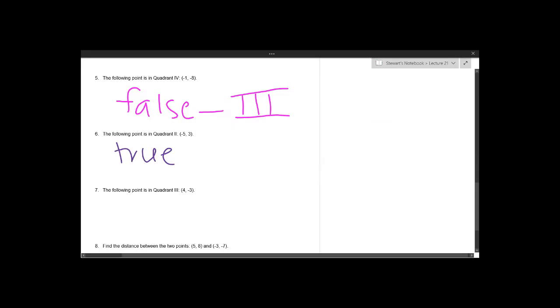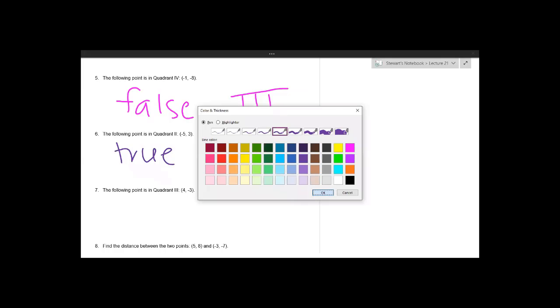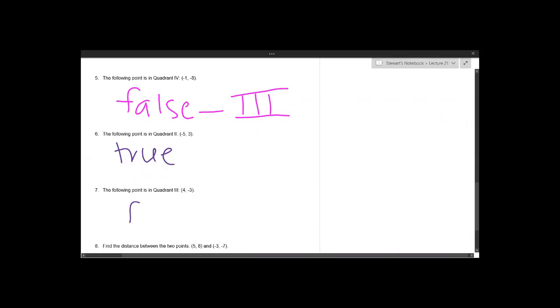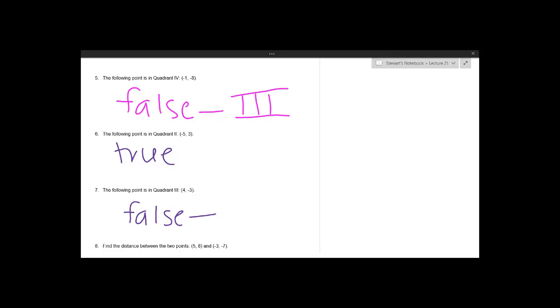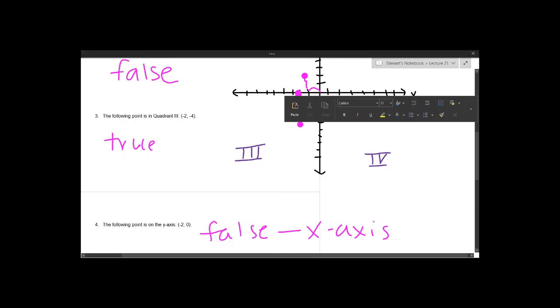Okay, the following point is in quadrant 3, (4, -3). Well, all the other ones that were in quadrant 3 had both the x and y values be negative. So this one is false. If we went to the right 4 and then down 3, we'd actually be in quadrant 4 because we'd be going to the right 1, 2, 3, 4, and then down 1, 2, 3. We'd end up in quadrant 4.